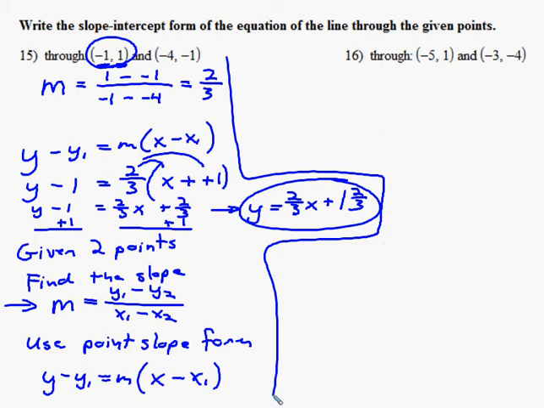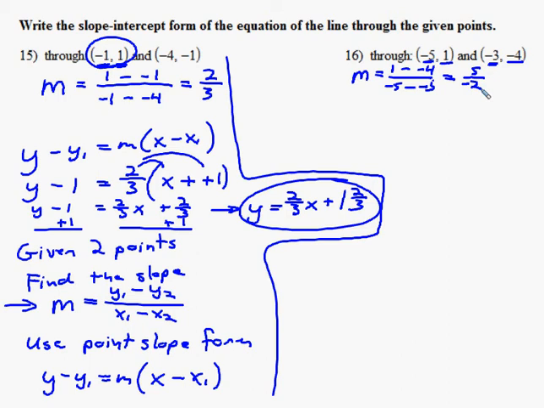Number 16, we can do the same way. We're going to start by finding the slope. And so we do y sub 1 minus y sub 2 over x sub 1 minus x sub 2. So we have a y minus negative 4, which is a y plus 4, that's a 5, over negative 5 plus 3 is negative 2. So we get negative 5/2.